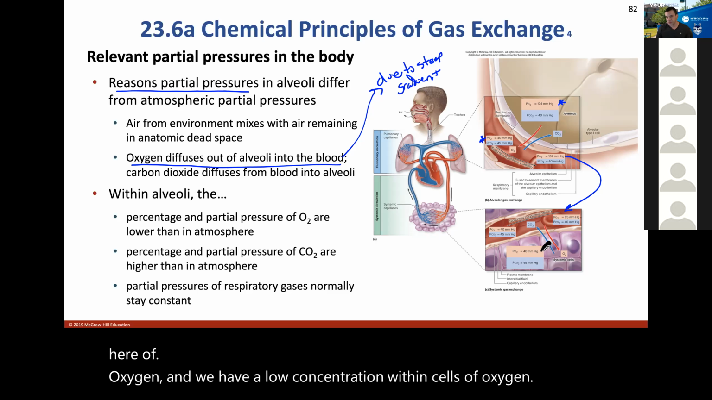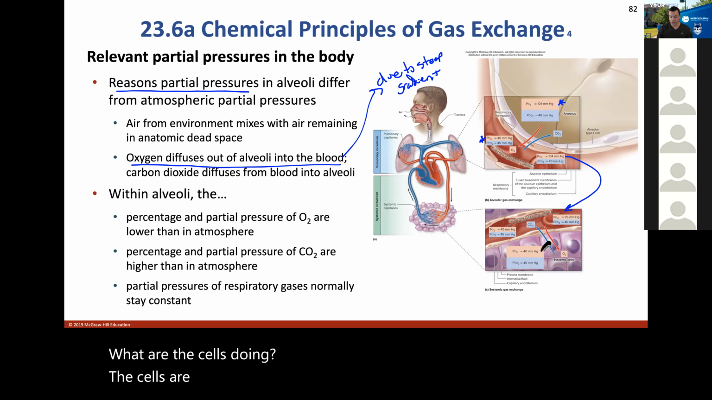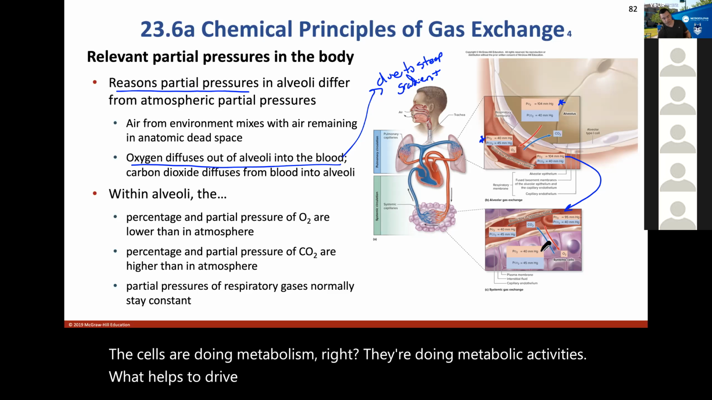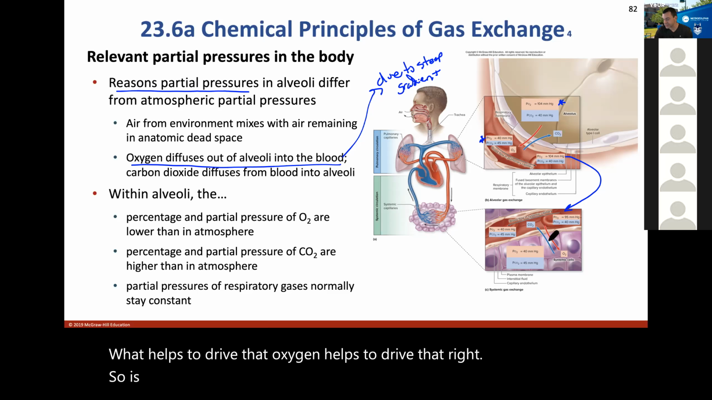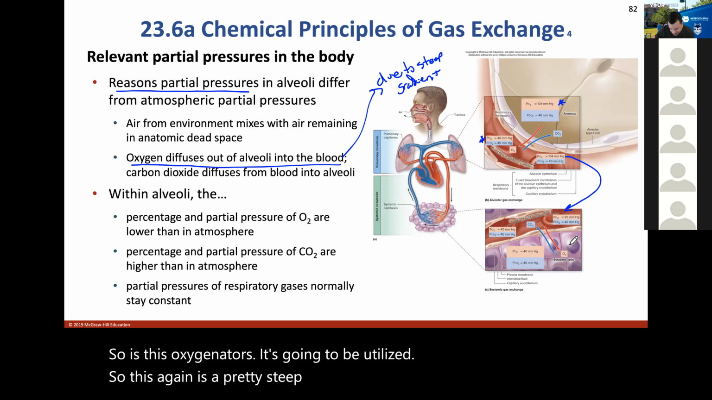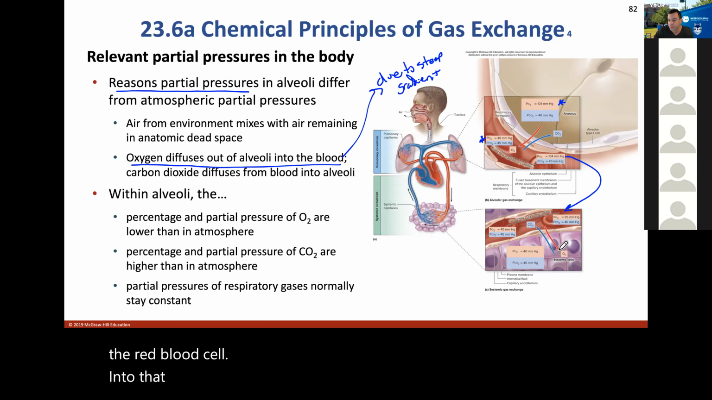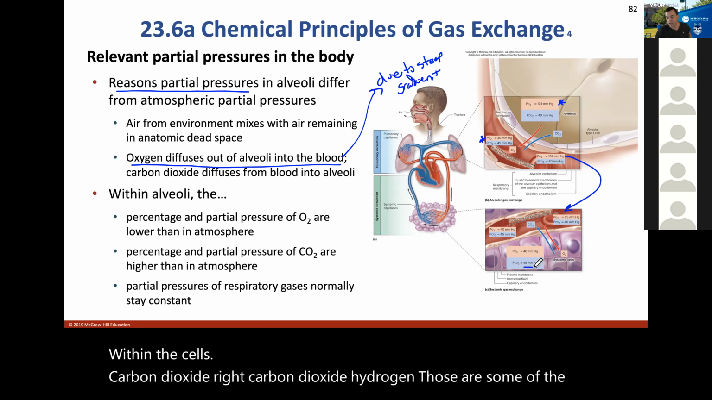What are the cells doing? The cells are doing metabolism, right? They're doing metabolic activities. What helps to drive that? Oxygen helps to drive that, right? So as this oxygen enters, it's going to be utilized. So this, again, is a pretty steep difference. So it goes easily from the red blood cell into the tissues. What's been accumulating within the tissues, within the cells? Carbon dioxide, right? Carbon dioxide, hydrogen. Those are some of the byproducts of metabolism that we looked at way back at the beginning.